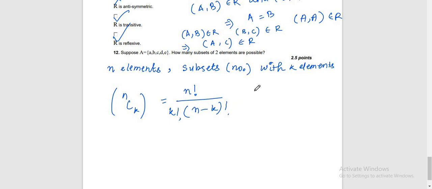We already have the value of n here. The value of n is 5. Let's put down this value, and the cardinality k is equal to 2. This becomes 5 factorial divided by 2 factorial times 3 factorial, and if you simplify this, it gives you 10. So the number of subsets of two elements that will be possible in this particular set A is equal to 10.